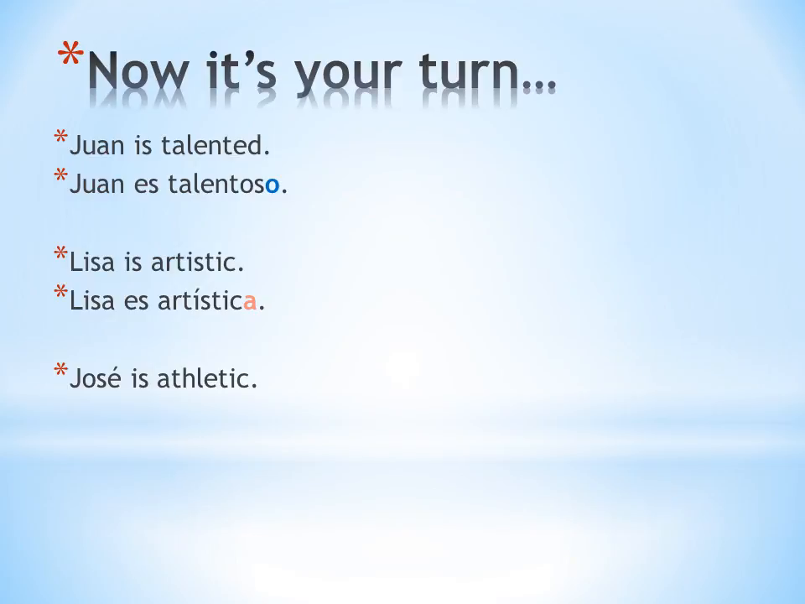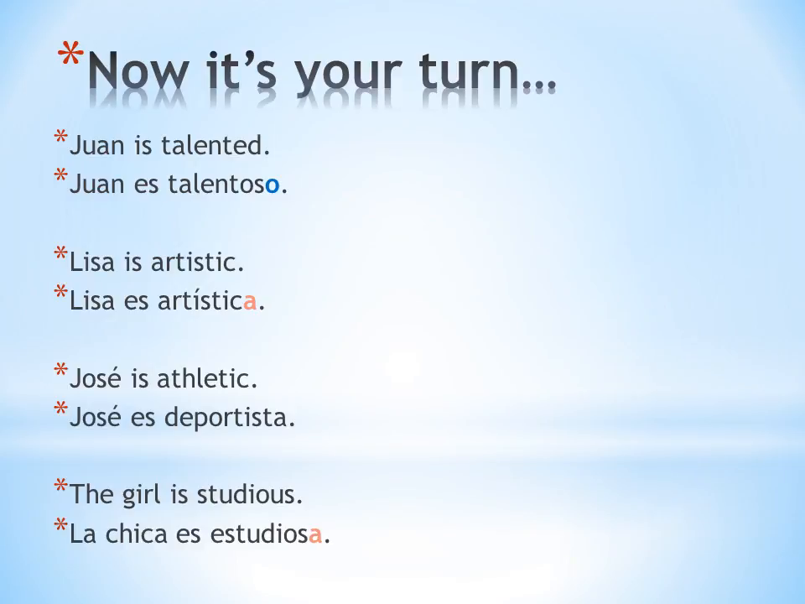¿Cómo se dice? Jose is athletic. Was your answer Jose es deportista correct? If so, you're doing pretty well. ¿Cómo se dice? The girl is studious. La chica es estudiosa would be the best answer.